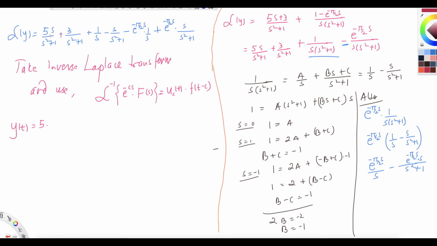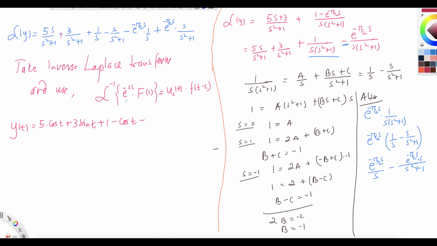This is 5, and the inverse Laplace transform of s over s squared plus 1 will be cosine of t, right? Cosine of t. Plus, this is 3 times 1 over s squared plus 1, which will be 3 sine of t. Plus, what is the inverse Laplace transform of 1 over s? 1, right? What is the inverse Laplace transform of s over s squared plus 1? That will be minus cosine of t, right? And then minus. Now, this is very crucial.